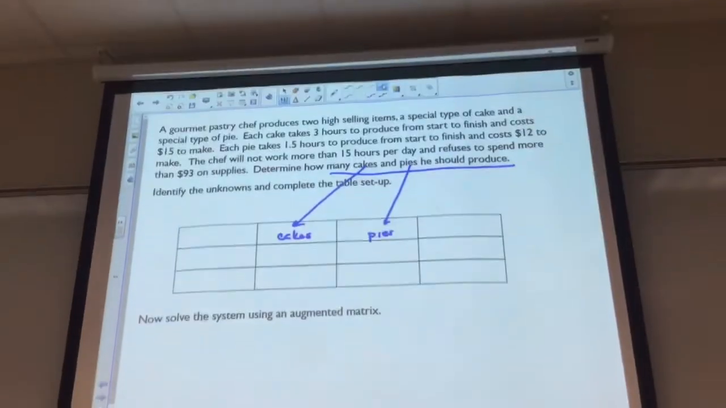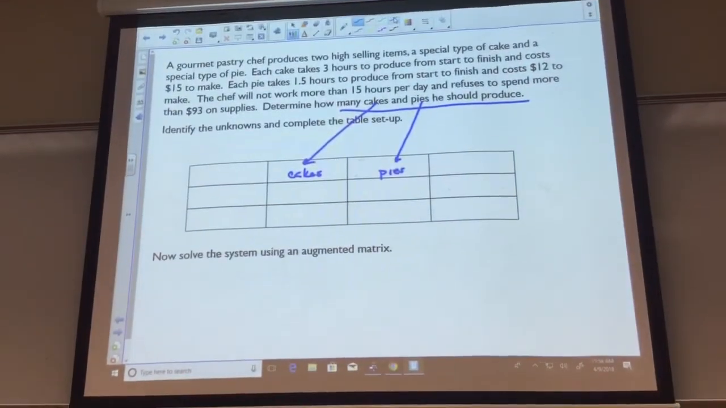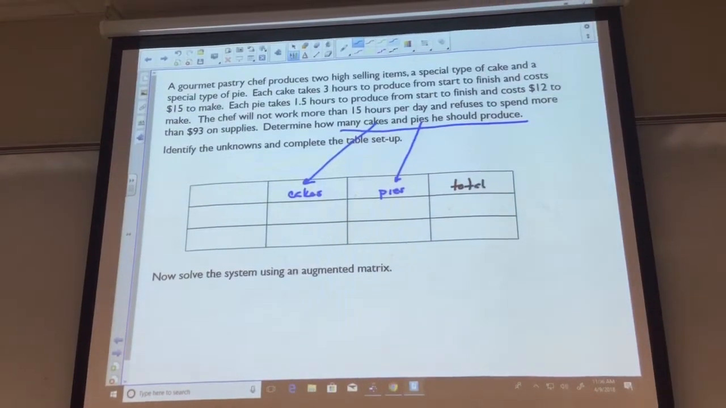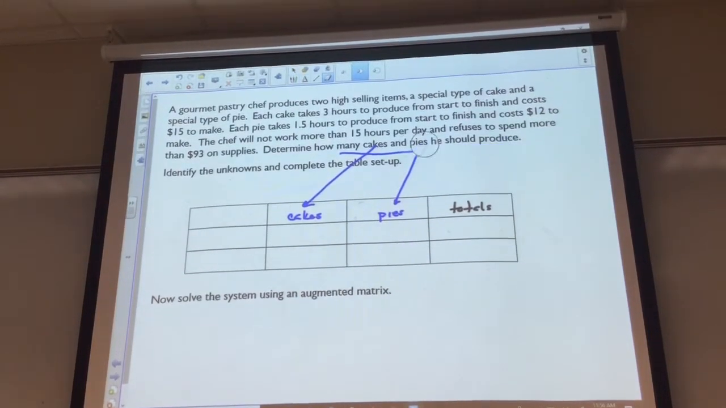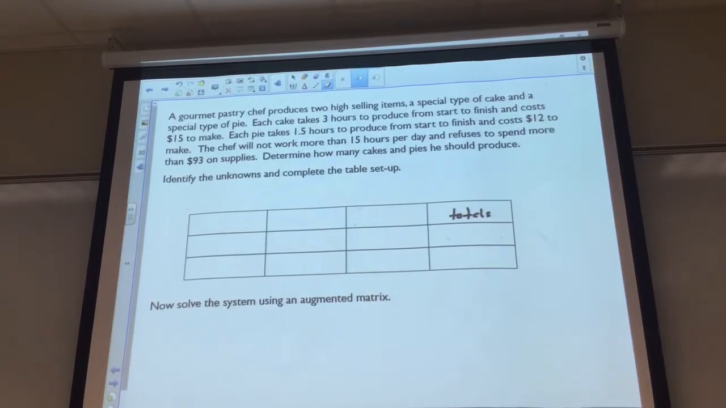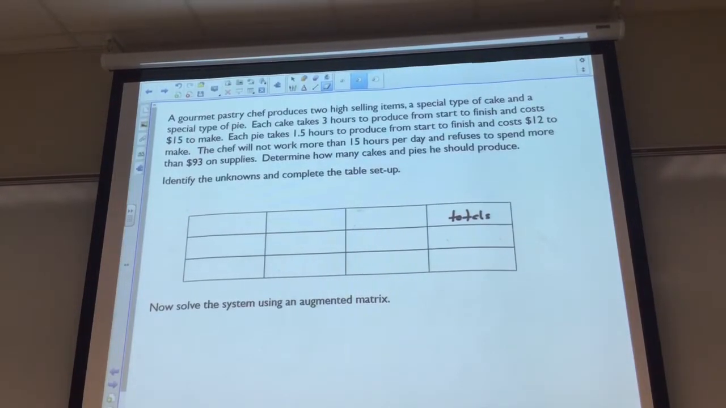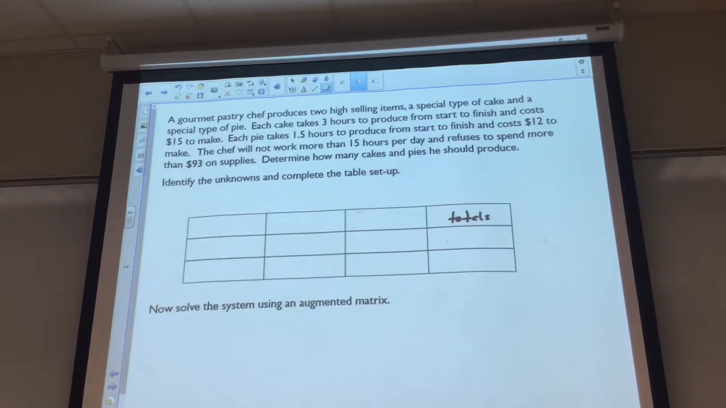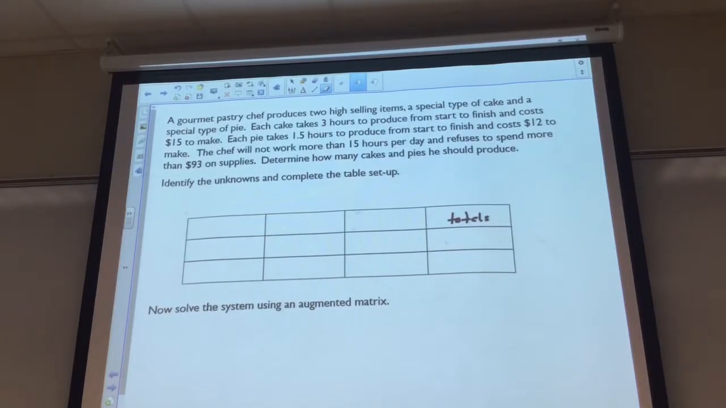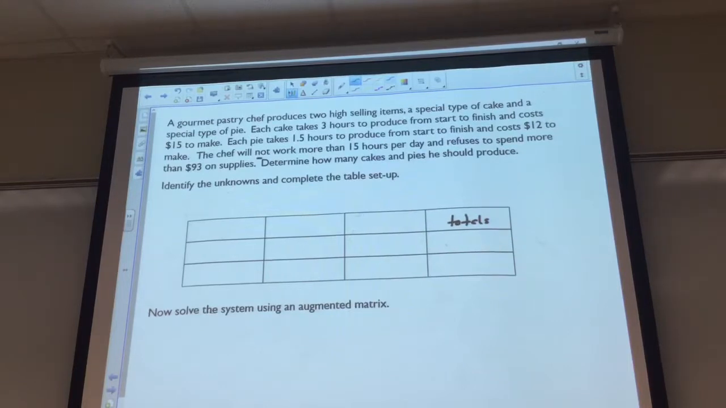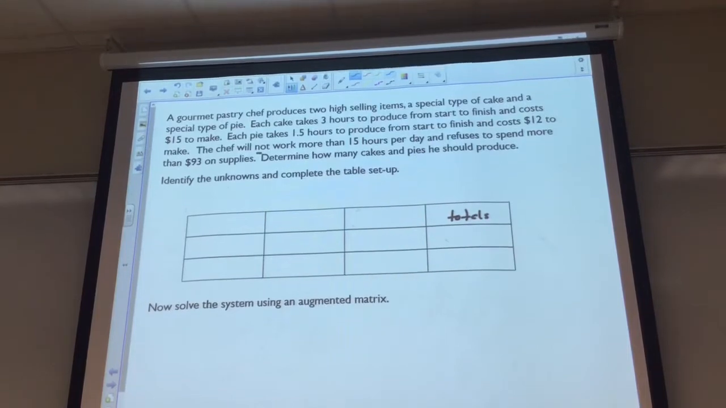And if that's not good enough for you, and some of you might want to start here. If you can't figure this out, then start with the totals. Go back into the problem. Where did they mention totals? Each cake is 3 hours and $15. 3 hours is a time factor. $15 is a money factor. Those don't seem like totals to me.